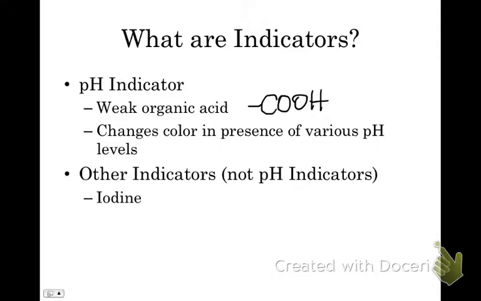We've used other indicators before, like iodine. Those are not pH indicators, so we will not use these for acids and bases. Iodine was used to detect the presence of starches, which are complex carbohydrates. For these pH indicators, we want to test to see whether something is going to be acidic or basic.